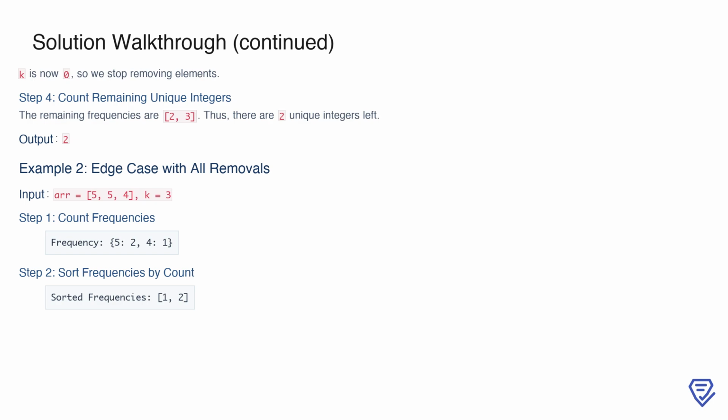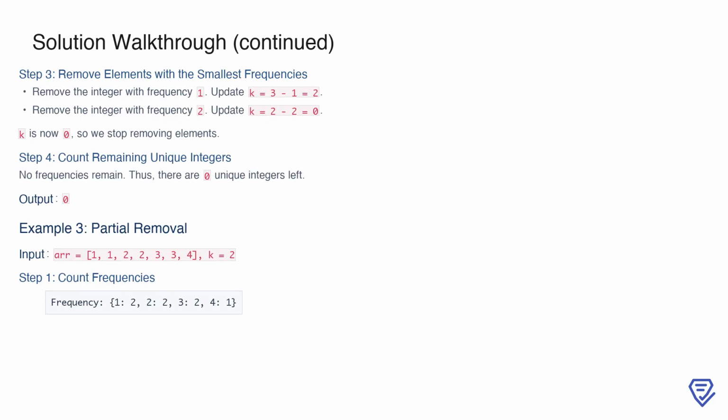Now, let's consider another scenario where all elements in the array are removed. Here, the input is arr equals 5, 5, 4, and k equals 3. First, we calculate the frequencies of the integers, which results in 5: 2, 4: 1. This means that 5 appears twice and 4 appears once. We then sort these frequencies in ascending order, giving 1, 2. By focusing on the smallest counts, we can determine the sequence of removals.